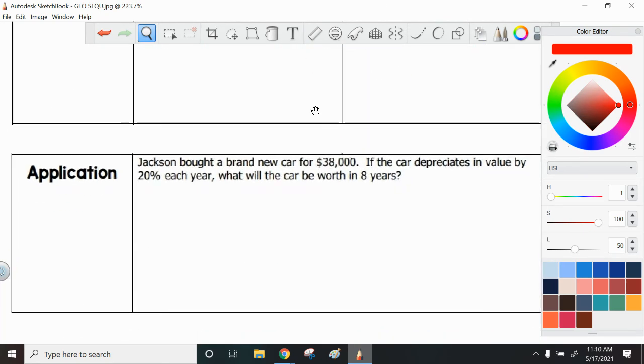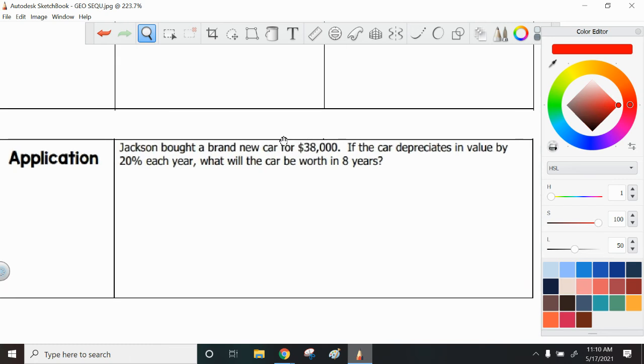All right. Now we might even get a question that has to do with some real world stuff. This is the very last question we're doing. Jackson bought a brand new car for $38,000. If the car depreciates in value by 20% each year, what will the car be worth in 8 years? So cars get cheaper over time. That's why you can go and buy a 2005 Corolla for however much you want to spend on it.